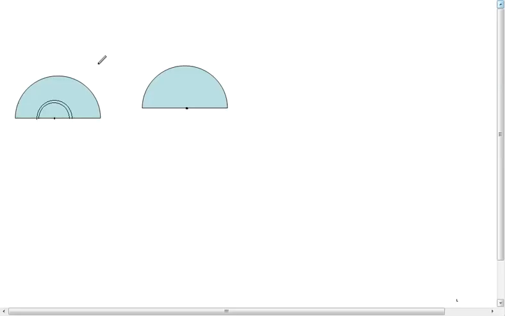Welcome guys, in this video we are going to find out the center of mass of this semicircular disk. Before we start the calculation of center of mass, we should ask this question: what should be the origin? First thing, what should be the origin?